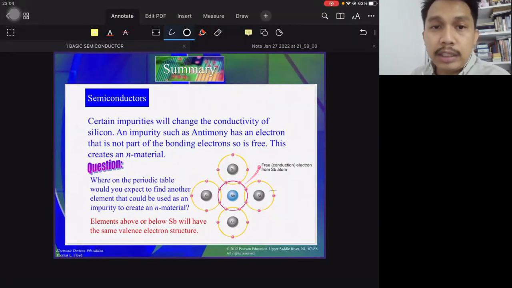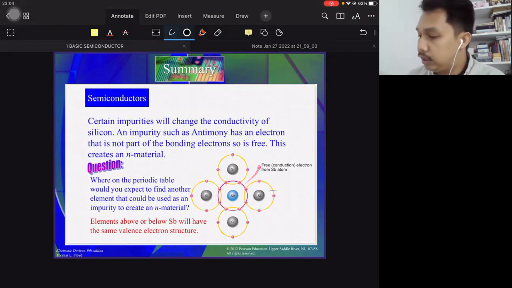Since semiconductors are generally poor conductors, their conductivity can be drastically increased by the controlled addition of impurities to the intrinsic or pure semiconductive material. This process is called doping.